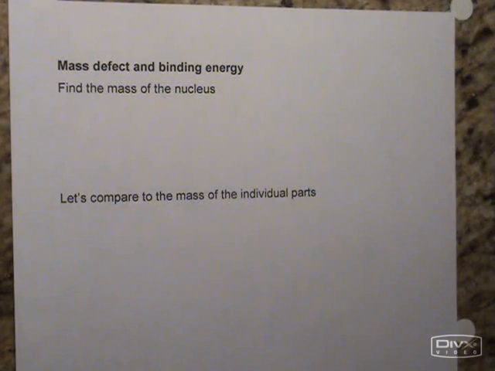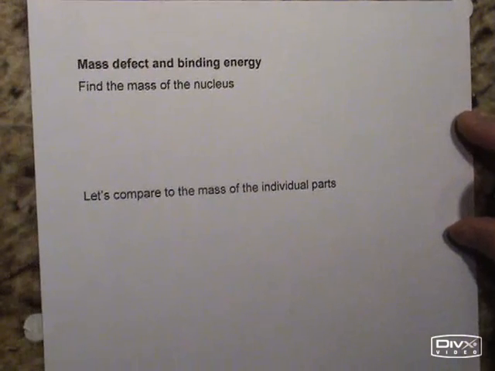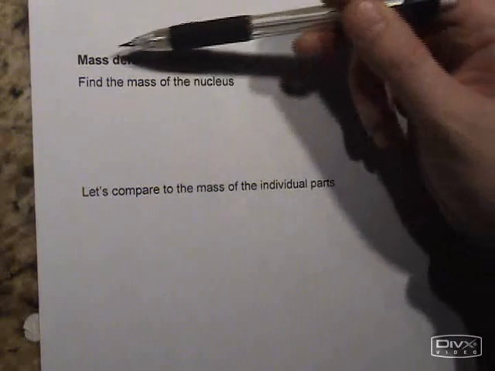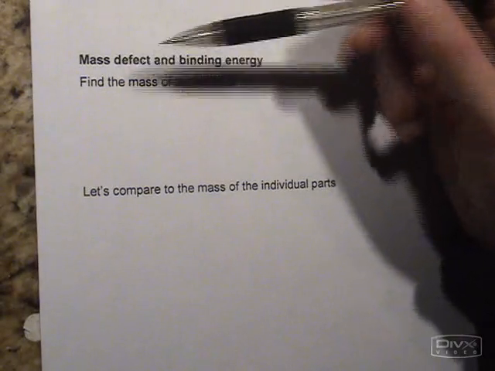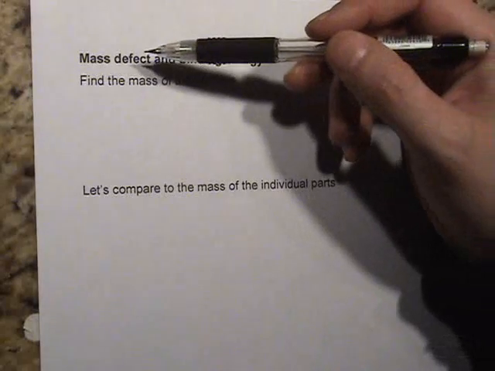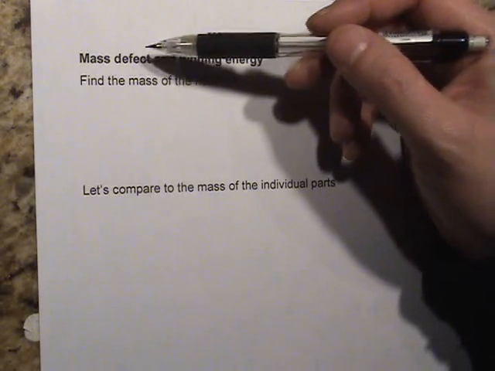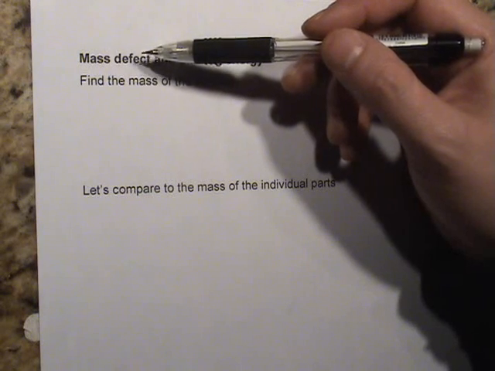Okay, so now that we've established that there's missing energy in every atomic nuclei, we give a special name for this missing mass, and this is called the mass defect. And the mass defect is very simply the difference between the sum of the individual parts, if I add them up and determine that mass, compared to the mass of the actual nucleus once the thing is assembled.